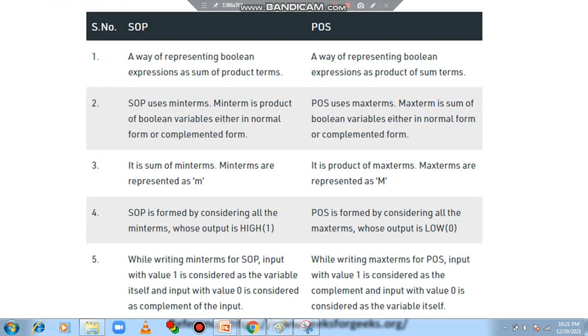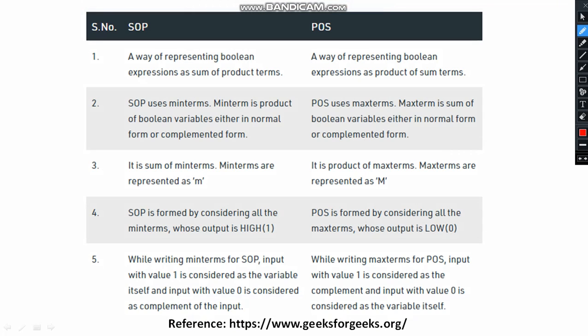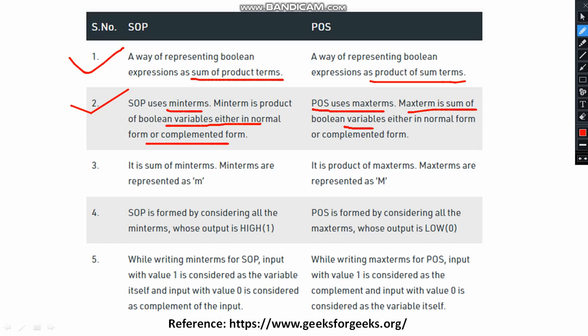Now there is a table which indicates the difference between sum of product and product of sum. Number 1, sum of product is the way of representing a Boolean expression as the sum of product terms, whereas POS is the product of sum terms. Now SOP uses min terms and POS uses max terms. A min term is the product of Boolean variables either in normal form or complemented form, whereas a max term is the sum of Boolean variables either in normal form or complemented form.